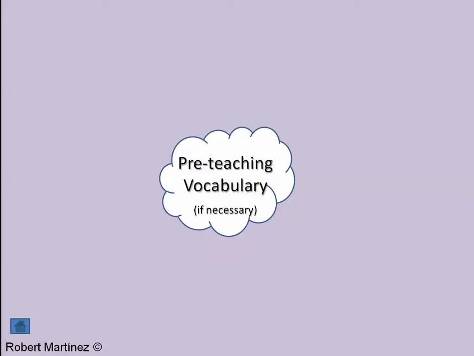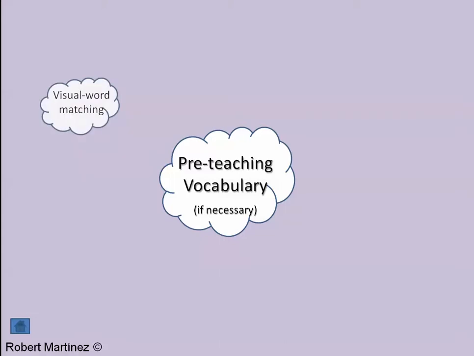For example, if your text is about jogging, then obviously they would need the word jogging to be pre-taught at some stage, because otherwise they wouldn't be able to get what jogging is. Not necessarily, so that's just an example. Let's look at some ideas for pre-teaching vocabulary.